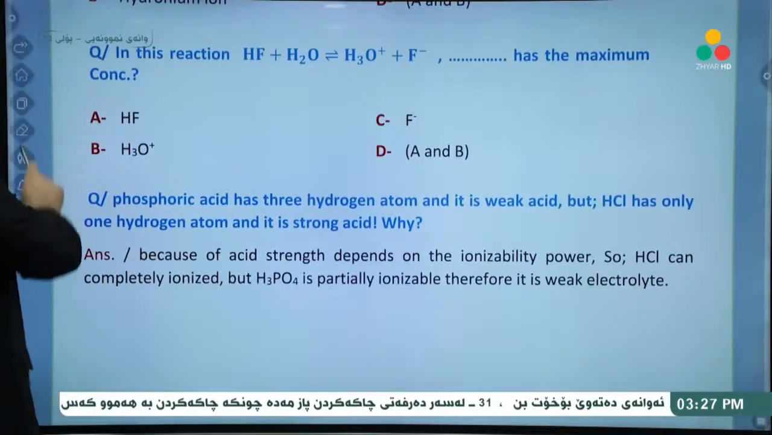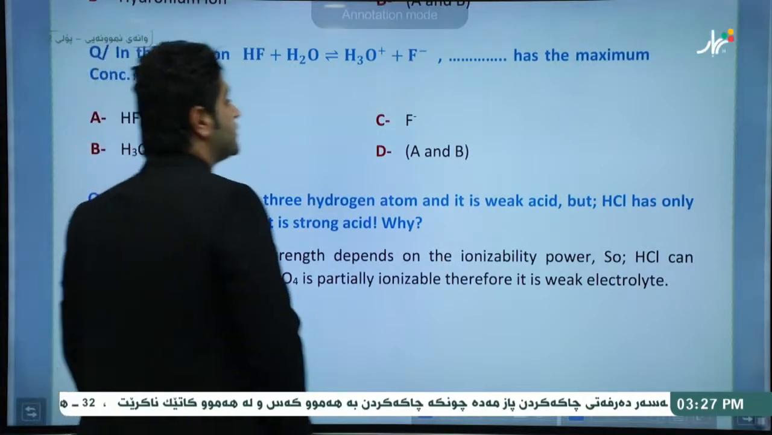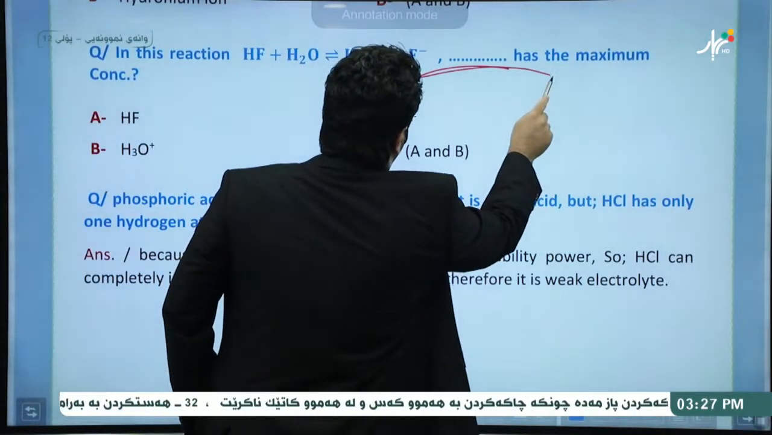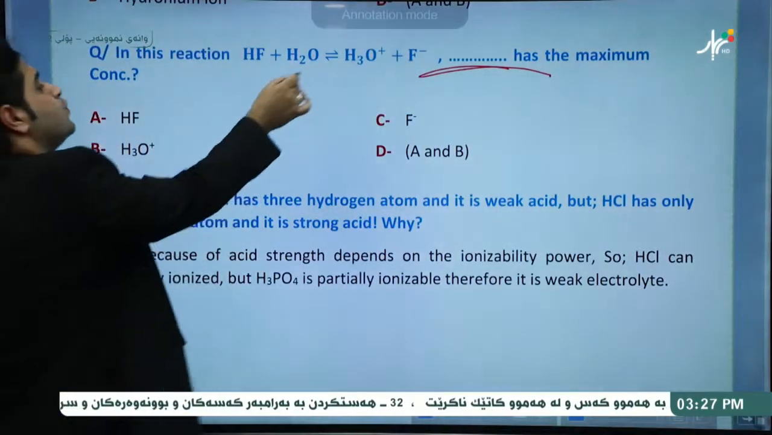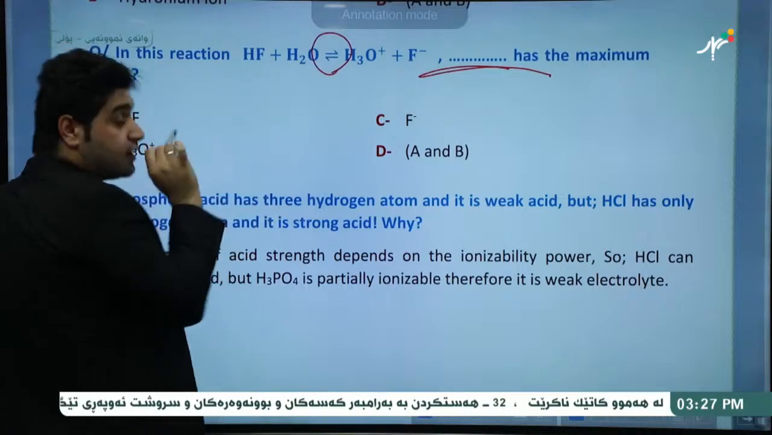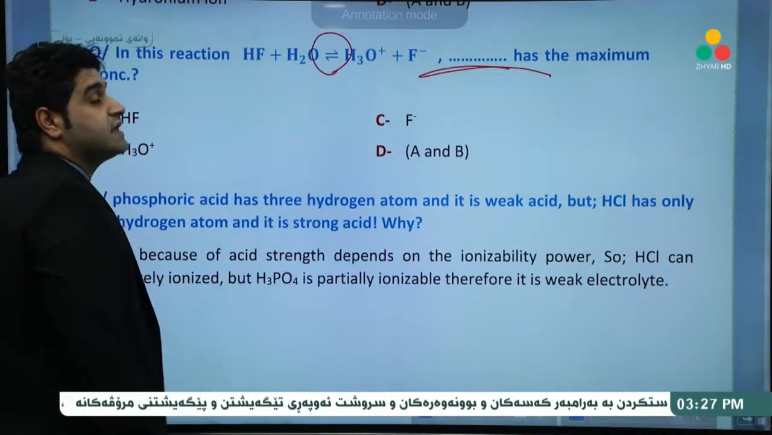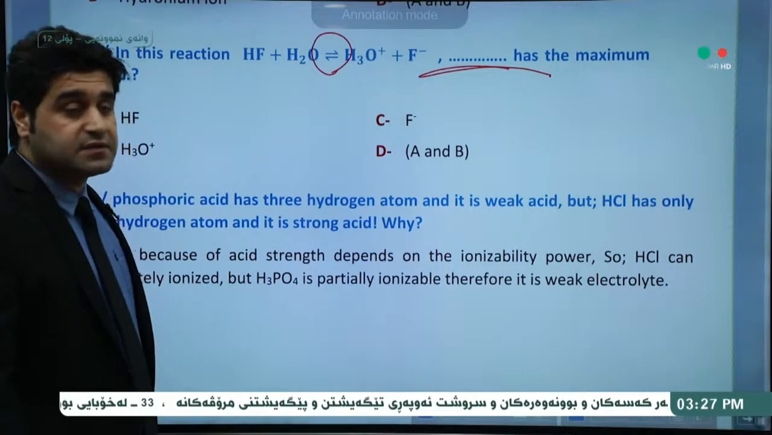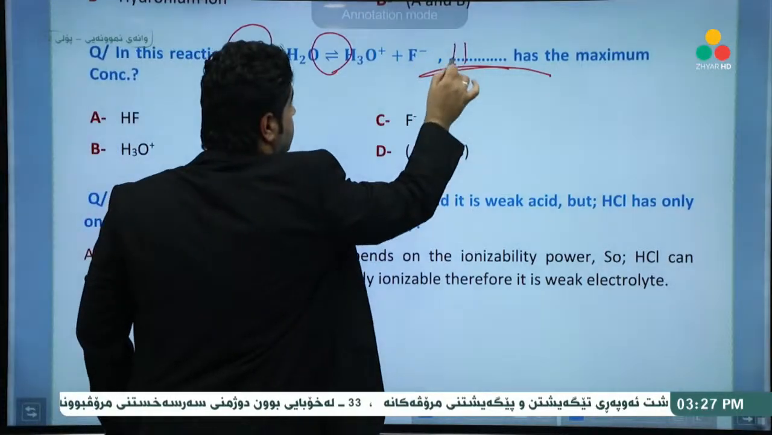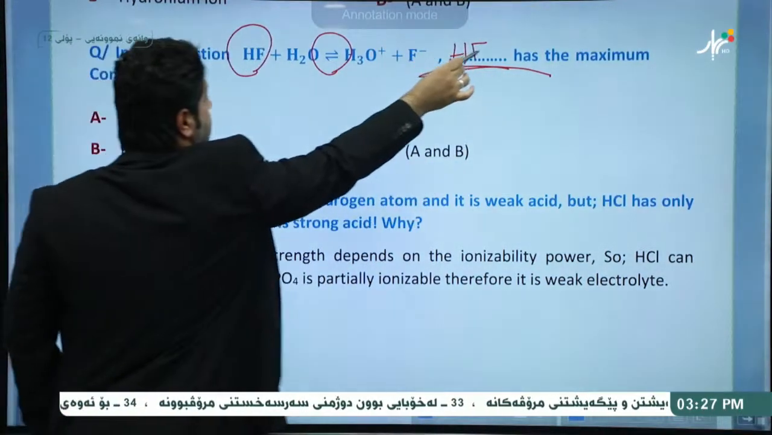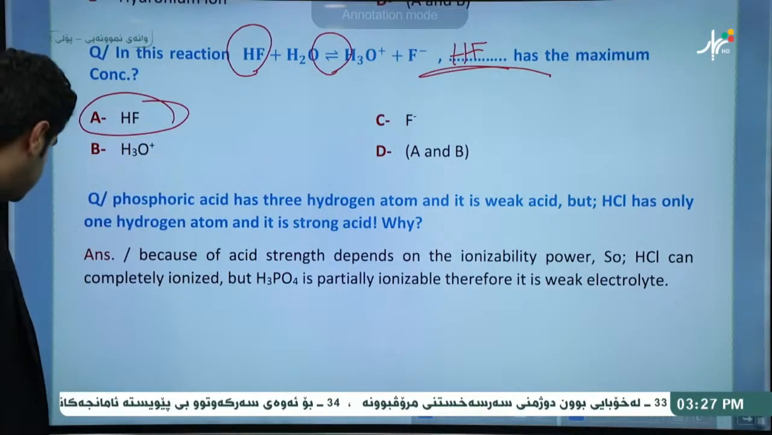In this reaction, HF plus H2O producing hydronium plus fluoride, this blank has the maximum concentration. Well, it is a weak electrolyte. So if we have a weak electrolyte, which of these particles should have the maximum concentration? Of course, the electrolyte itself. HF. So HF has the maximum concentration.